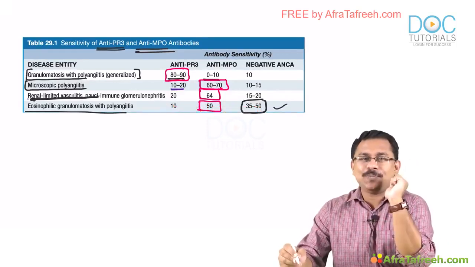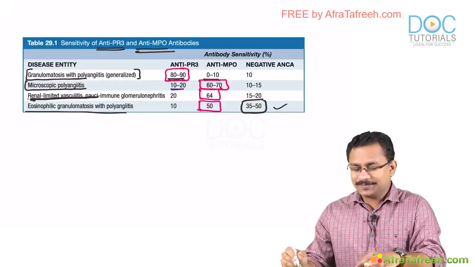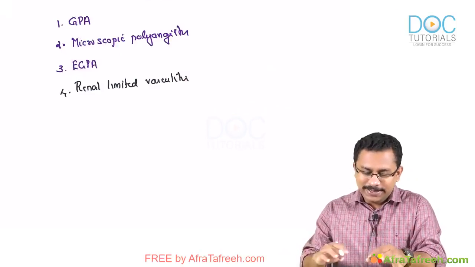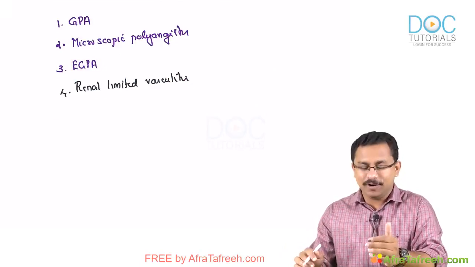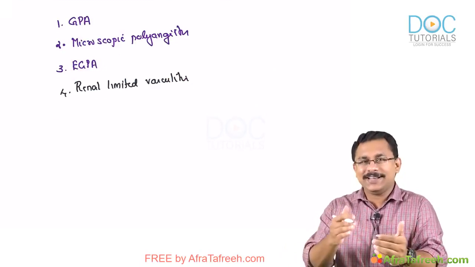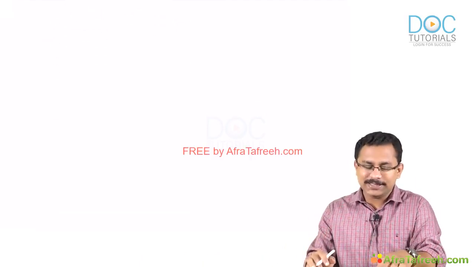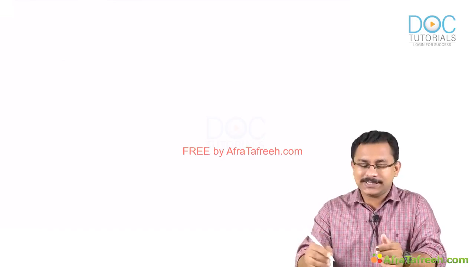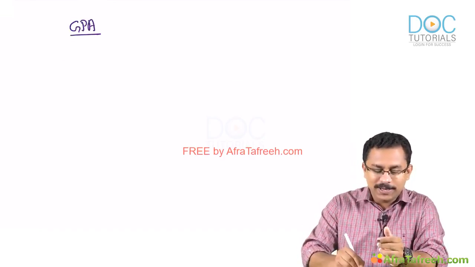Okay, so that is also possible, and you have got to keep that in mind. Okay, so you have got that. All right. So next we will move on to the individual subheadings in the small vessel vasculitis, that is the group of ANCA associated vasculitis. First disorder that we are going to discuss will be GPA, granulomatosis with polyangiitis.